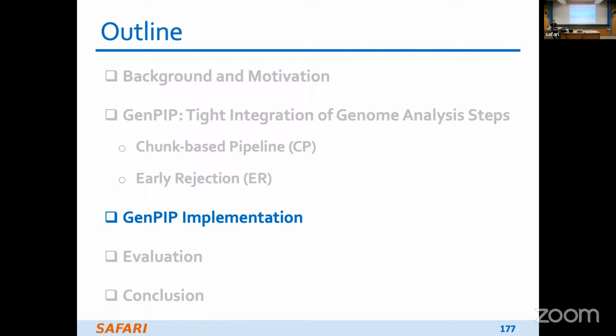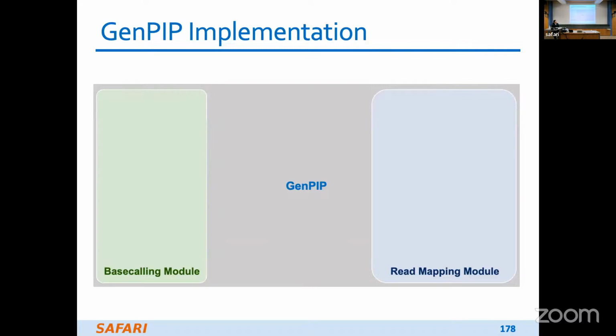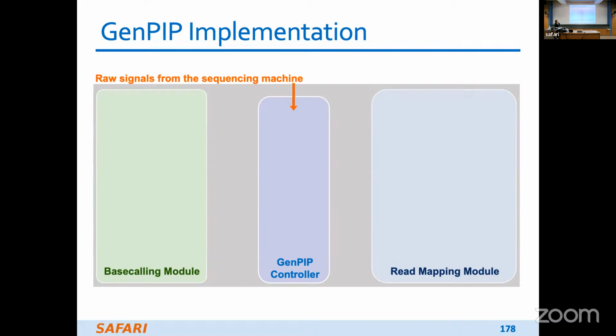Then we continue with the implementation of GenPip. GenPip has 3 modules: the base calling module, the read mapping module, and the GenPip controller. This GenPip chip is directly connected to the sequencing machine. So it receives the raw signals from the sequencing machine, and then it stores raw signals in the eDRAM in the GenPip controller.